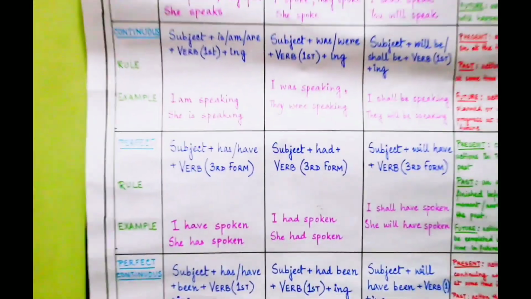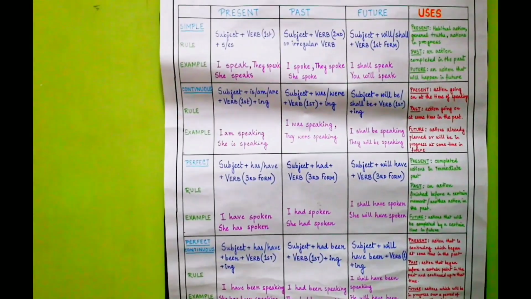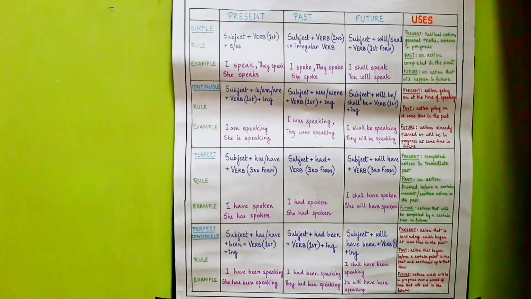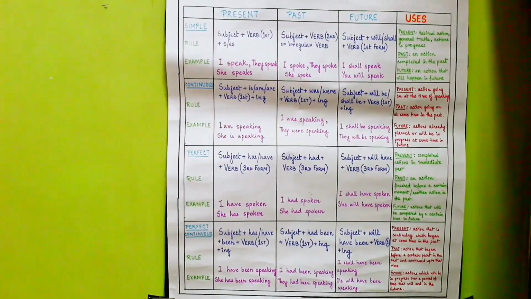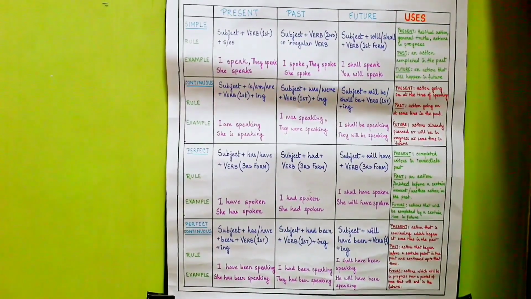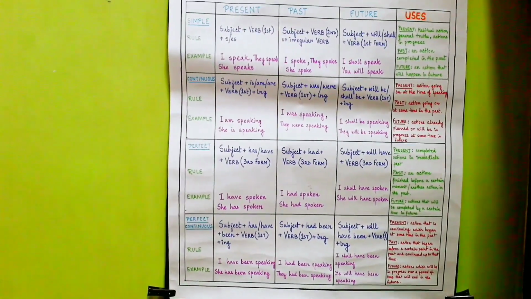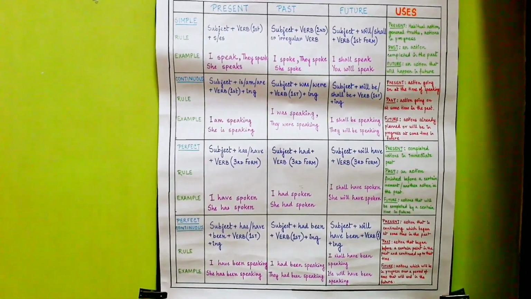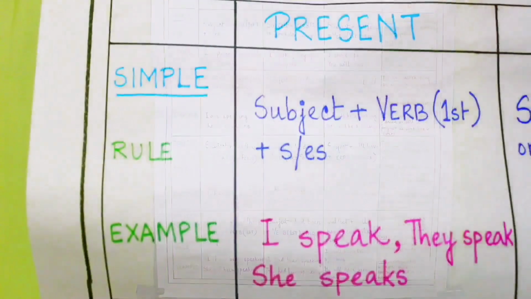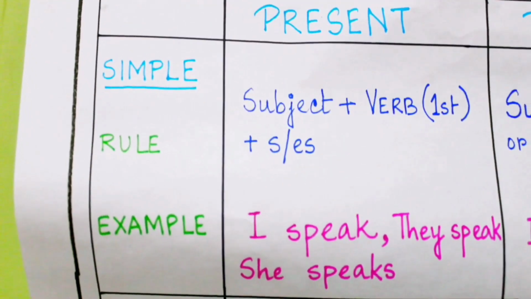I have also given the uses for each tense, but we'll discuss the uses and details later. Let us first learn about the rules of framing sentences with each tense. I have also given an example with each. So first we have the simple present tense.